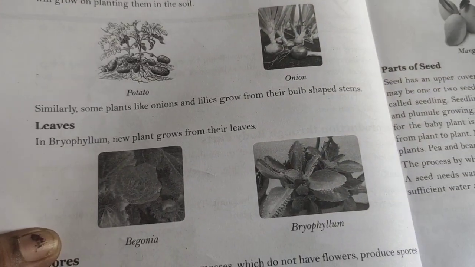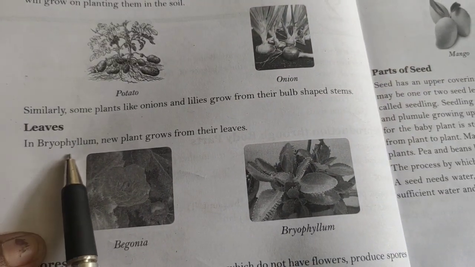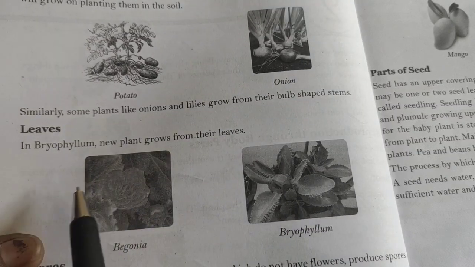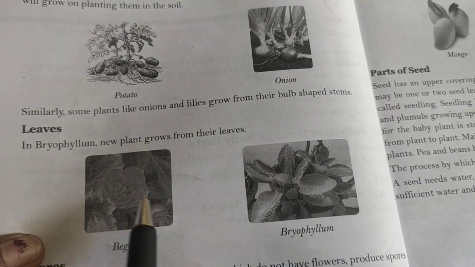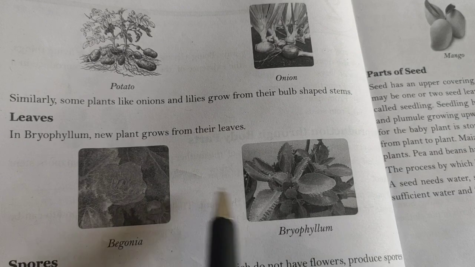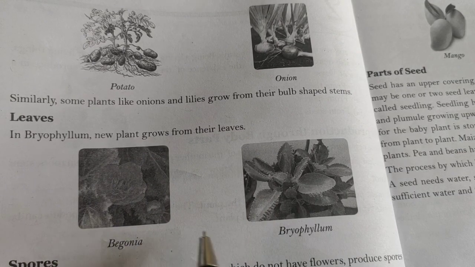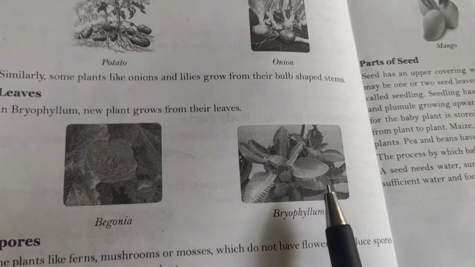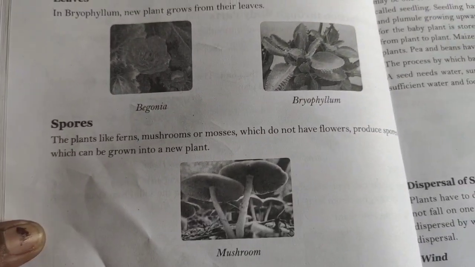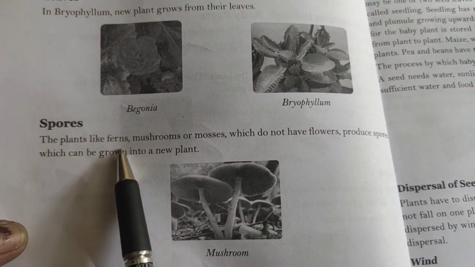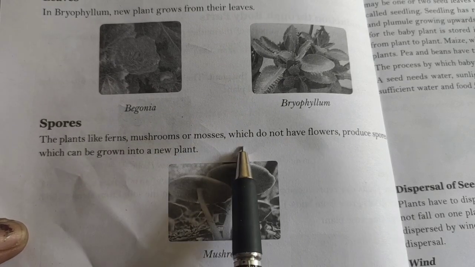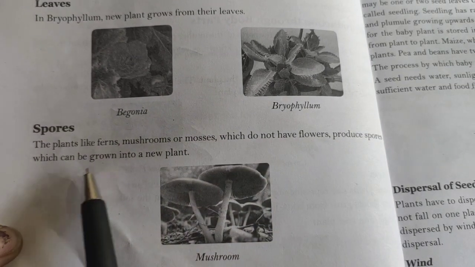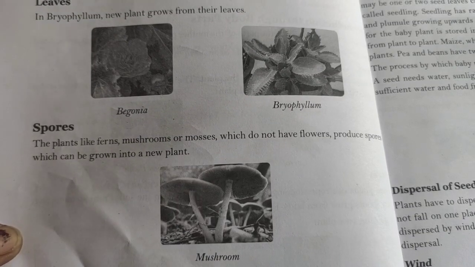What comes next? Leaves. In bryophyllum, a new plant grows from their leaves. We don't find these plants nearby. These two plants, begonia and bryophyllum, grow from their leaves. Next is spores. Plants like ferns, mushrooms or mosses, which do not have flowers, produce spores which can grow into a new plant.